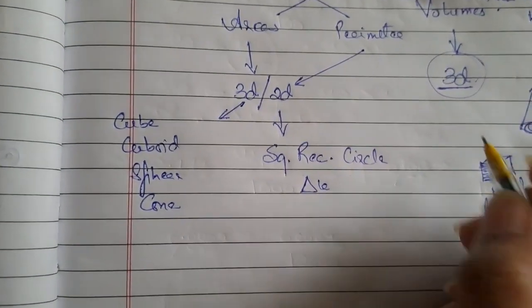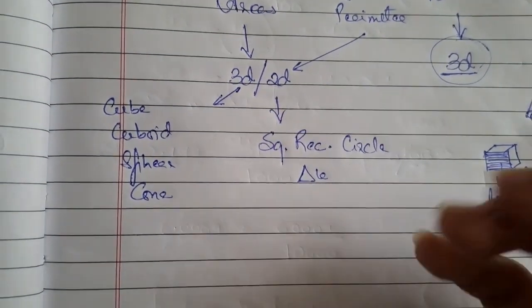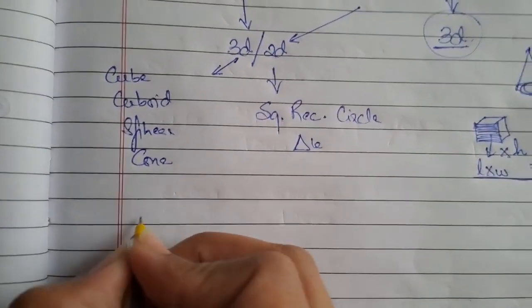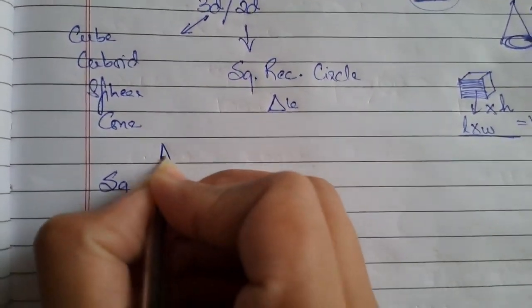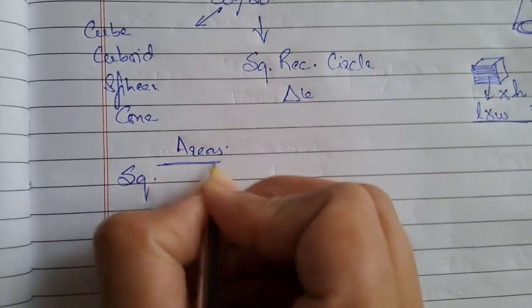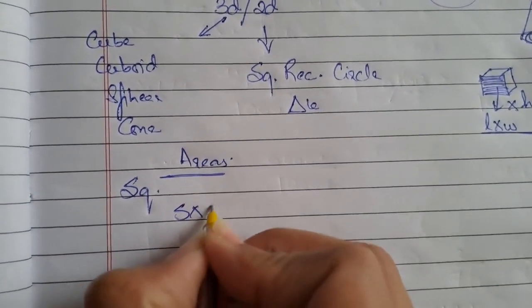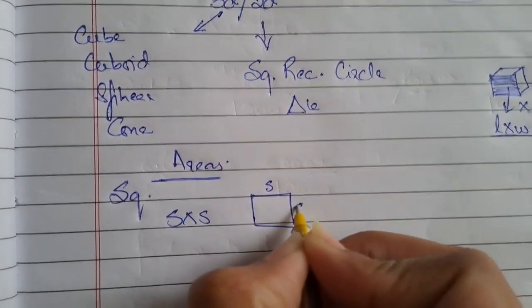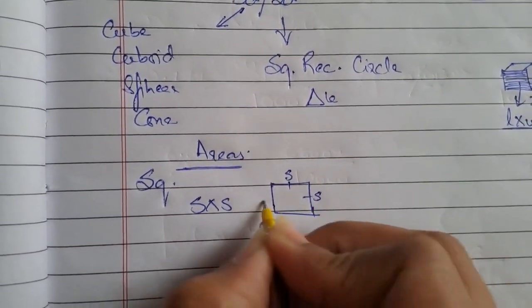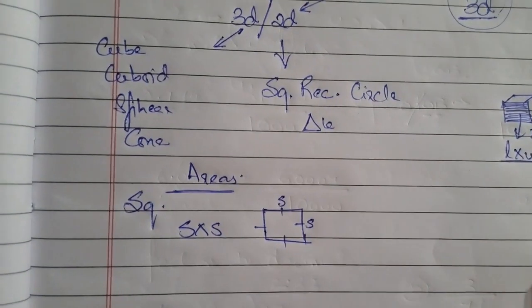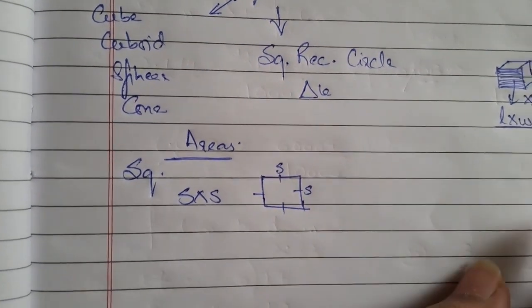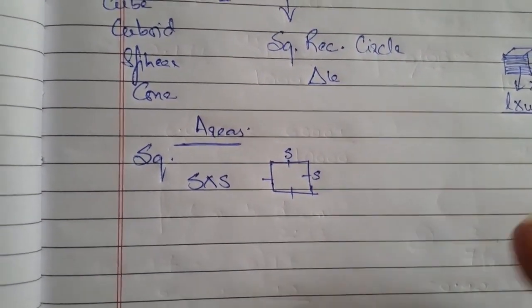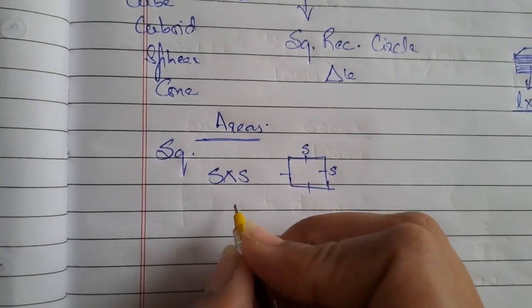Before we jump into the exercises, we need to know a few areas. We are writing only the areas here. The area of the square is side into side, because the square has all the sides of equal length, isn't it? This is side, this is side. If all four sides are equal, we have studied this in the chapter Understanding Quadrilaterals as well. So the area of the square is side into side.